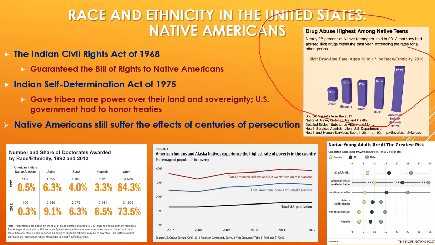Native Americans have the highest rate of suicide for the age group 18 to 24 compared with other races and ethnicities. And Native Americans experience more poverty than any other racial or ethnic group in the country.